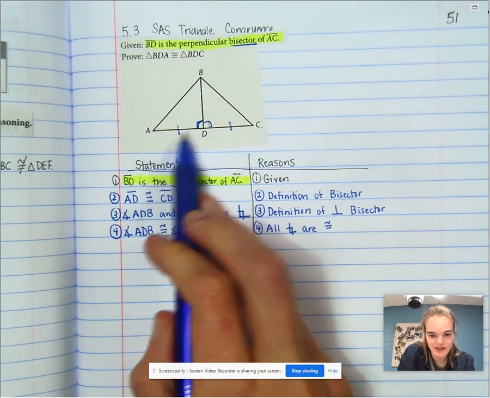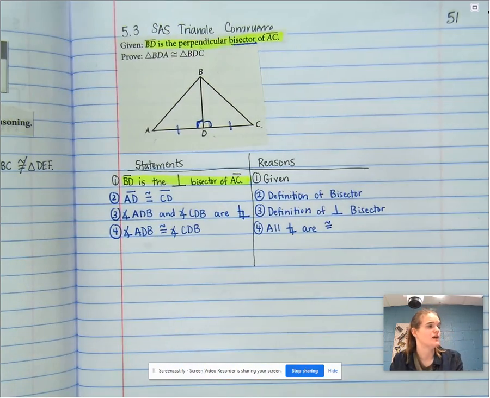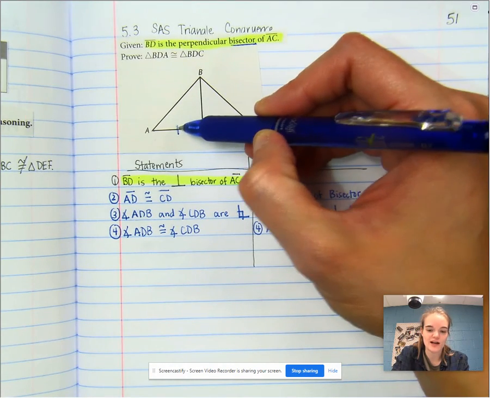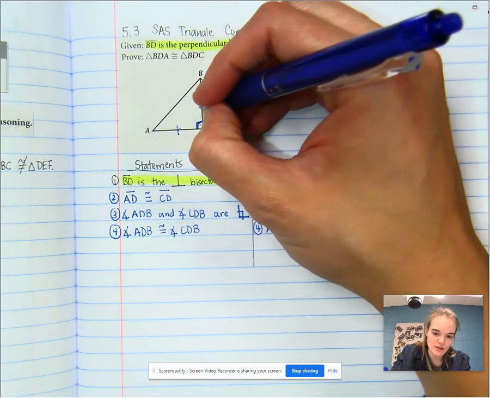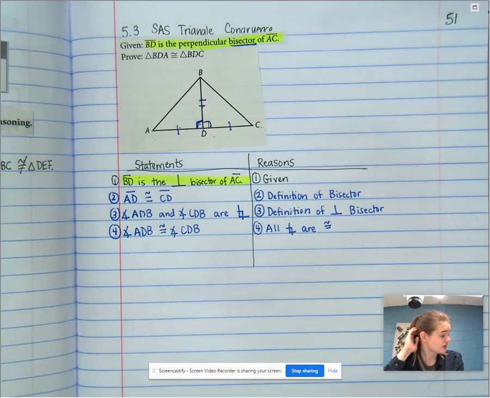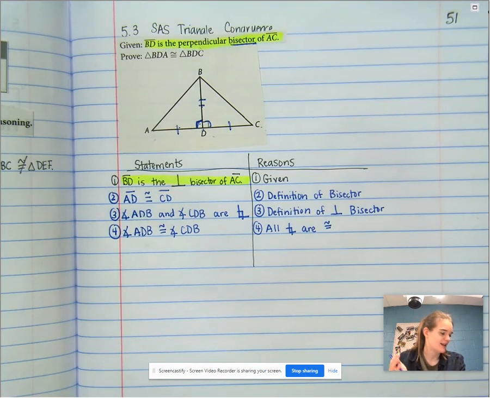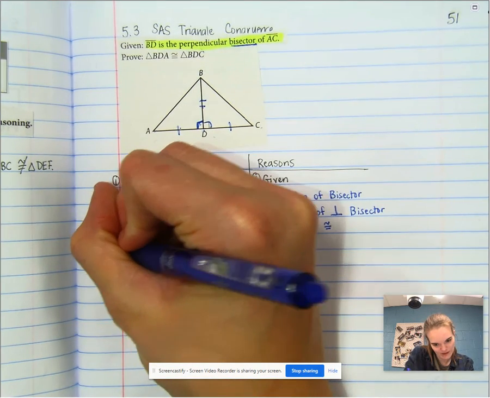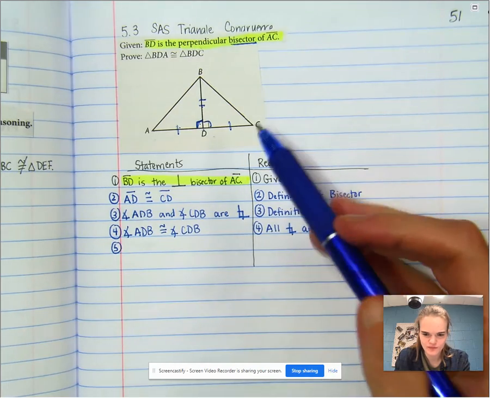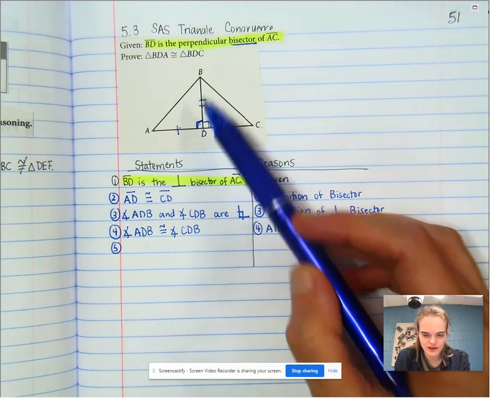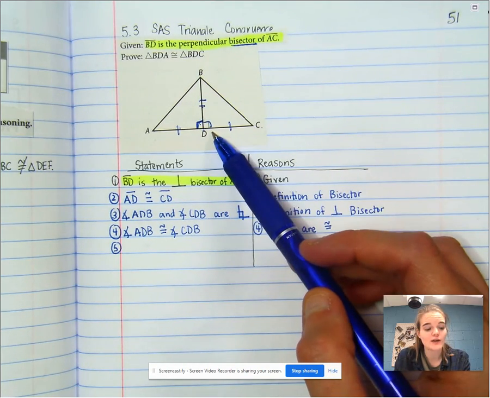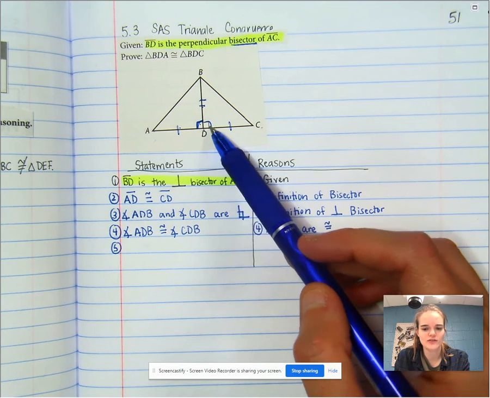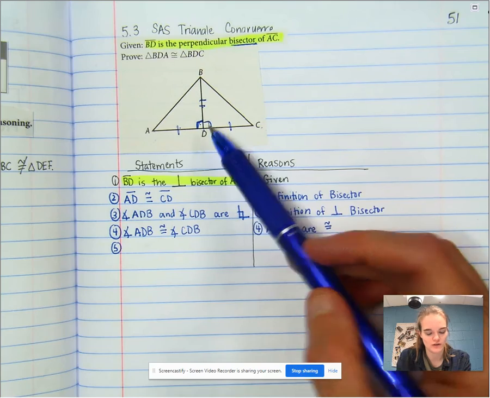So I have a side, I have an angle, I need another side. Specifically, I need the side right here so that I would have side, angle, side. So I'm hoping this side is congruent to this side, and it is. You know why? It's the exact same side. We got to think about order, though. B to D is congruent to B to D. I don't have to switch the order this time like I did yesterday because D is the right angle in both situations.